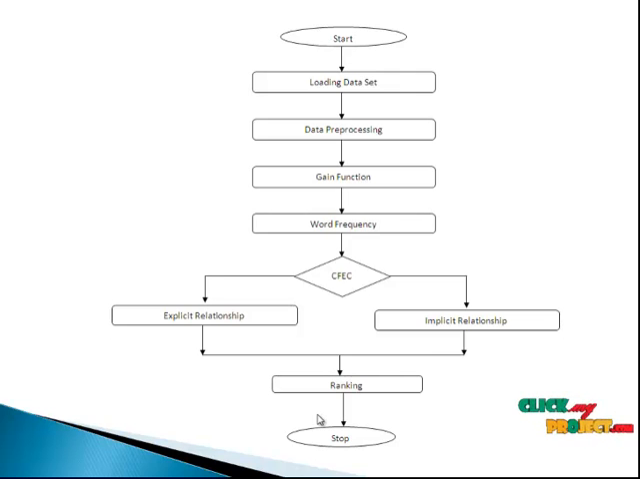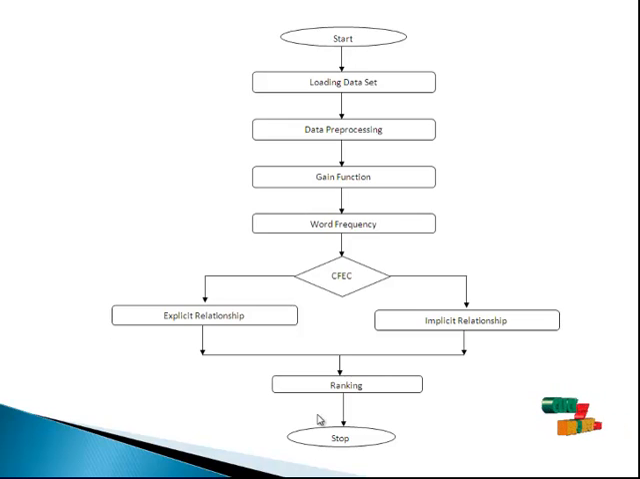Next, the gain function calculation. In the gain function, the word categorization is done. The word categorization means the words which belong to the current word are categorized. Then the gain function categorizes, and the distinct words are generated. The distinct words means the replicated words are counted as one. Then the word frequency is calculated. The frequency means the occurrence of a word in the word set is calculated.